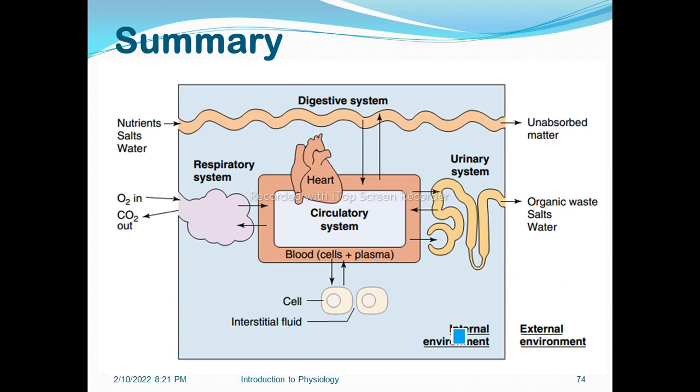So this is the summary. This is outside our body, the external environment. Things in the extracellular fluid environment are known as the internal environment. Here there is the respiratory system. Oxygen and carbon dioxide are exchanged with the circulatory system, and nutrients, salts and water come through the digestive system, the alimentary canal, which communicates with the circulatory system. The unwanted part is released here. In the urinary system, unwanted substances and waste products are removed, and it also communicates with the circulatory system. And this is interstitial fluid between cells. There is communication between interstitial fluid, plasma and blood cells. The circulatory system handles all of these. So all these functions and all systems work in harmony to keep the living being alive.